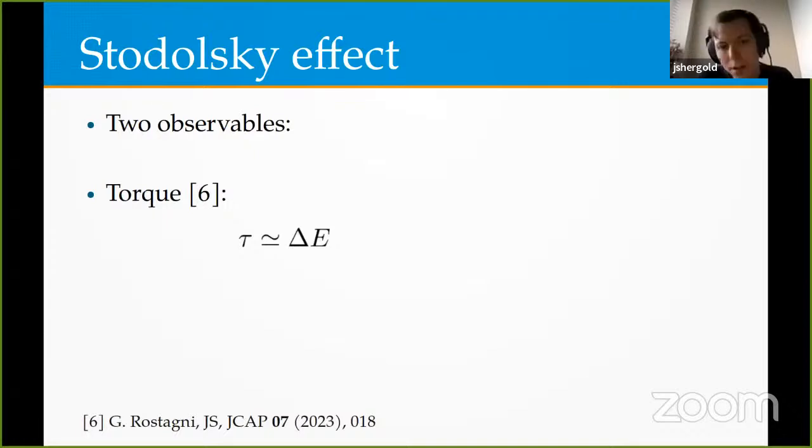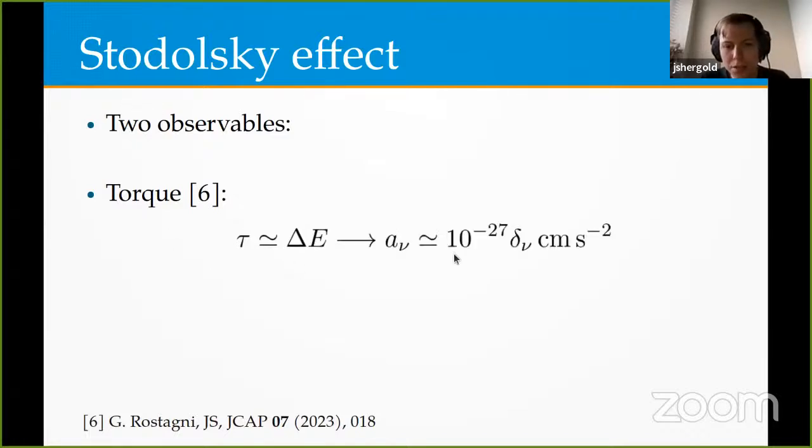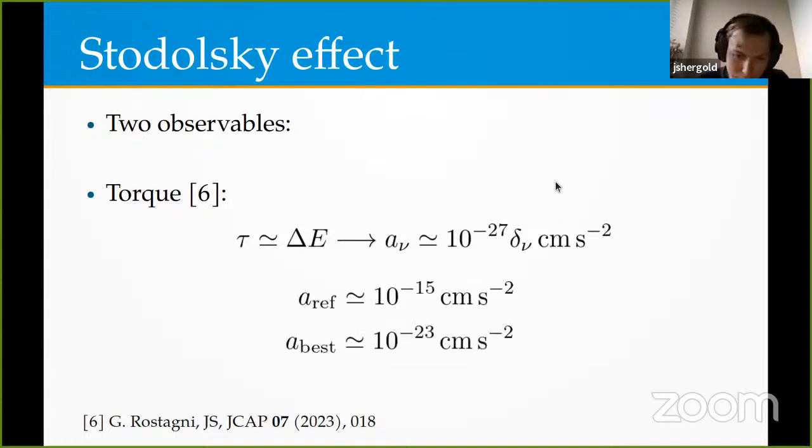The first is a torque. So if I have something like a ferromagnet where all of the spins are fixed in place and they're attempting to precess about the cosmic neutrino wind, the whole object will experience a torque. It will feel a torque which is proportional to the energy splitting. This in turn gives rise to a very small acceleration of the object. We've seen this before, 10 to the minus 27 centimeter per second squared, again multiplied by this asymmetry parameter, which we could maybe measure with some sort of small torsion balance.